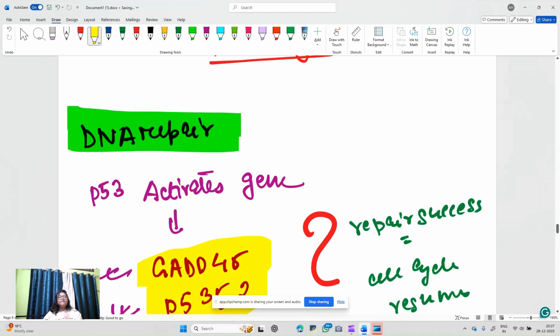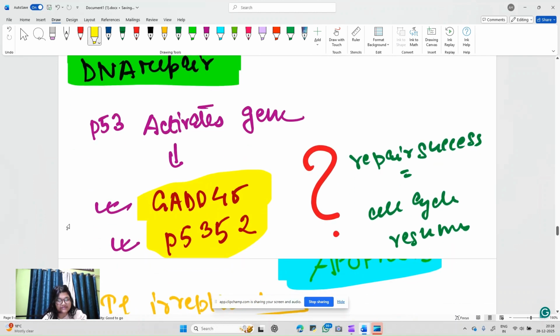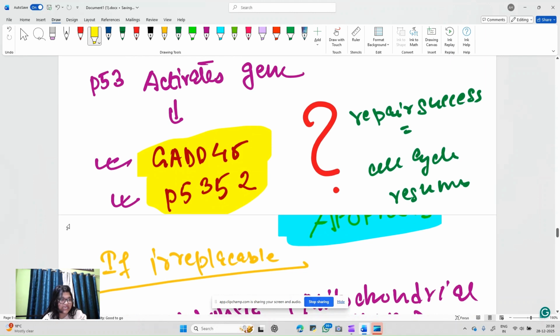Pathways. There are many pathways, many mechanisms through which P53 gets activated, or maybe the cell gets arrested. So DNA repair. First, we will study about DNA repair. P53 activates genes like GADD45 or P53R2. These all are not to be memorized, but to be remembered that P53 activates genes. So why does this happen? Repair success equals cell cycle resume.